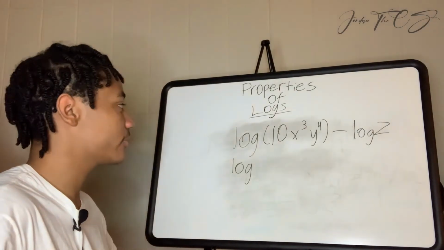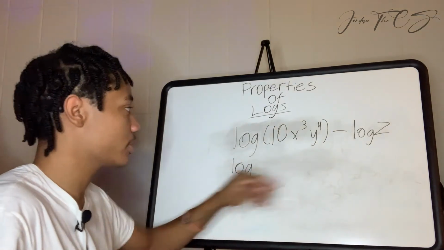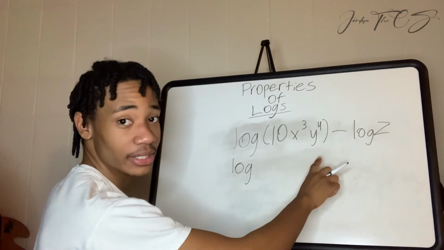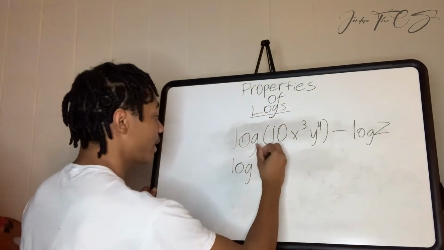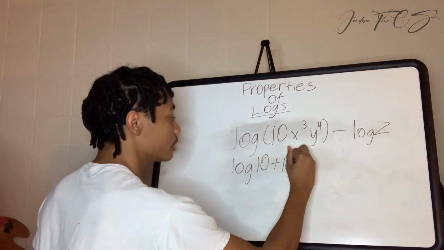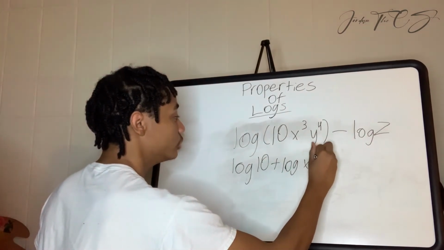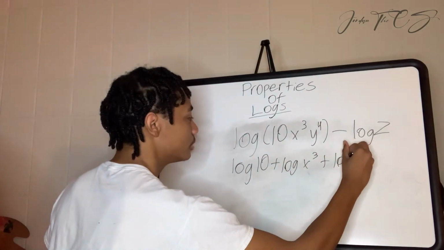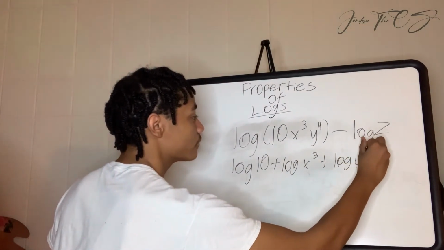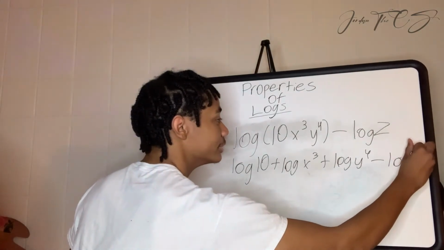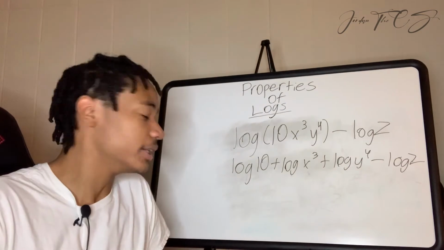So right here I have 10x cubed y to the 4th. Now remember, these all have to be added in order to get there. So I'm going to have log 10 plus log x cubed plus log y to the 4th minus log z. And that's that expanded.